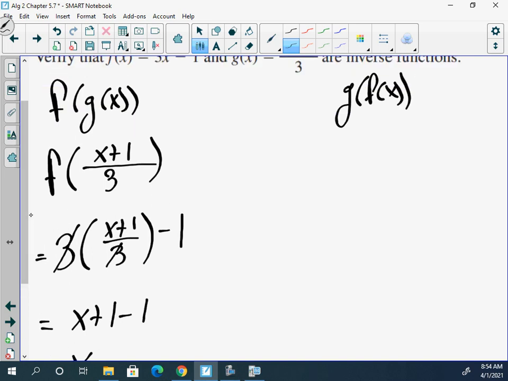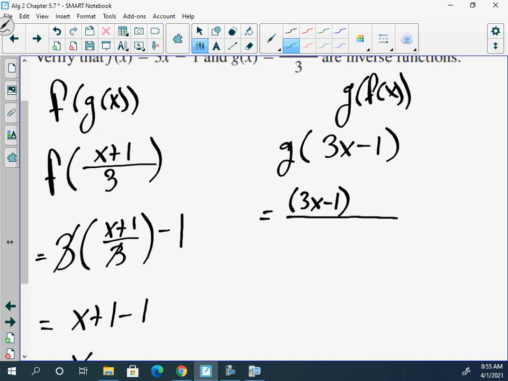Let's look at g of f of x. Well, f of x is 3x minus 1, yes? And if I plug it into g of x, well, that would be 3x minus 1 plus 1 divided by 3. Any questions on this so far?